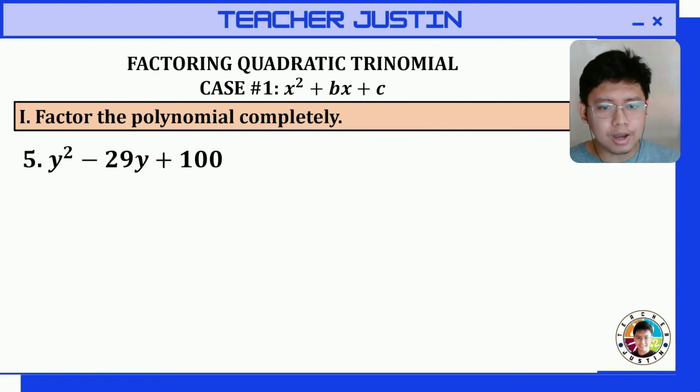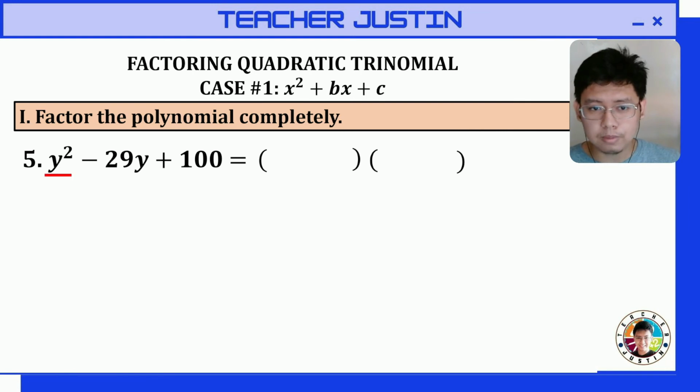So, we have y squared minus 29y plus 100. So, first step natin, prepare tayo ng ating dalawang group. Okay? Tapos, second step natin is for us to factor our first term. So, yung factor ni y squared will be y times y. Ayan. Tapos naman, third step natin, kunin natin yung ating last term.